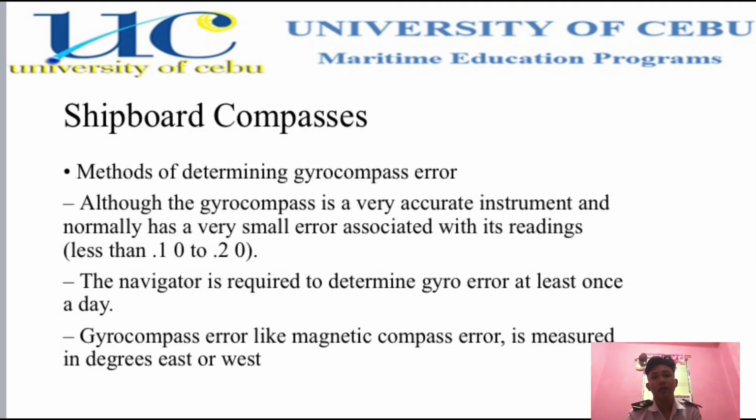Methods of determining gyro compass error. Although the gyro compass is a very accurate instrument and normally has a very small error associated with its reading, 0.1 to 0.2 degrees, the navigator is required to determine gyro error at least once a day. Gyro compass error, like magnetic compass error, is measured in degrees east or west.